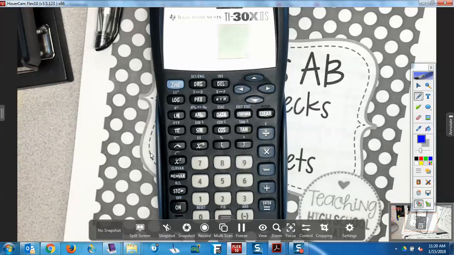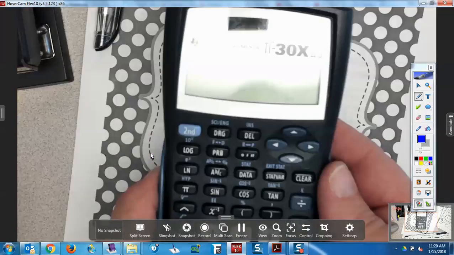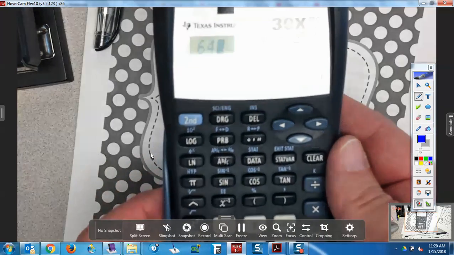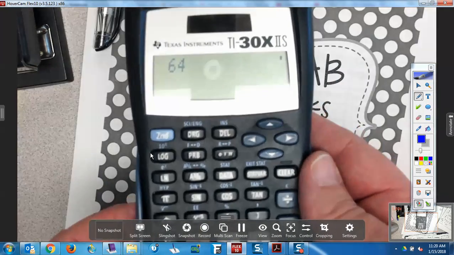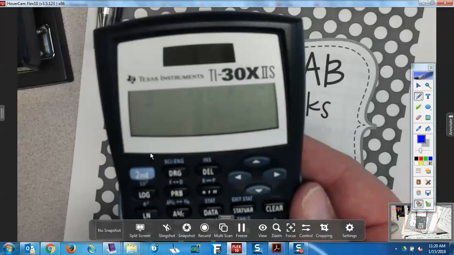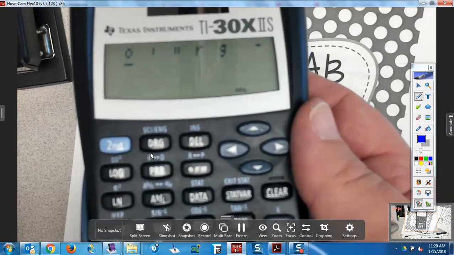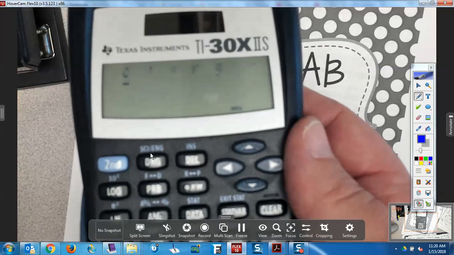Okay? So the way we would type in 64 degrees 30 minutes is we would simply, as you would think, type in a 64, and hit that button. It would give me the choices, so I would want to choose the degree option, hit equals or enter.